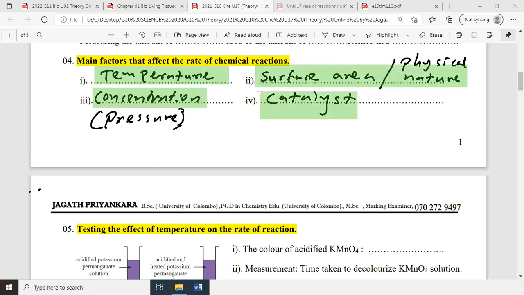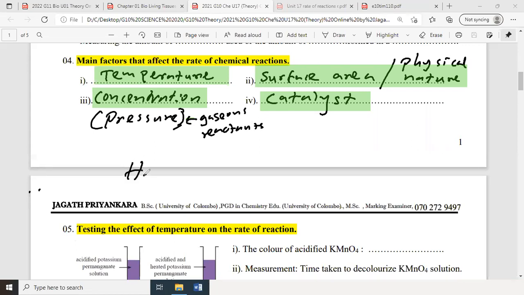Right. So remember, if the reactants are gases, we don't use the term concentration. We use pressure. So if you write for gaseous reactants, we use pressure. Gaseous reactants, we use the term pressure instead of concentration.